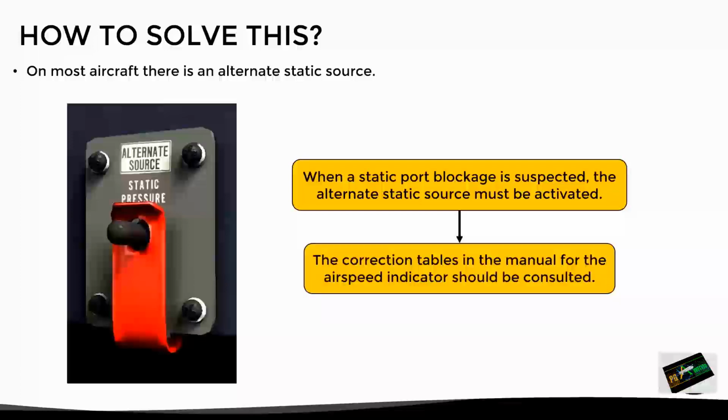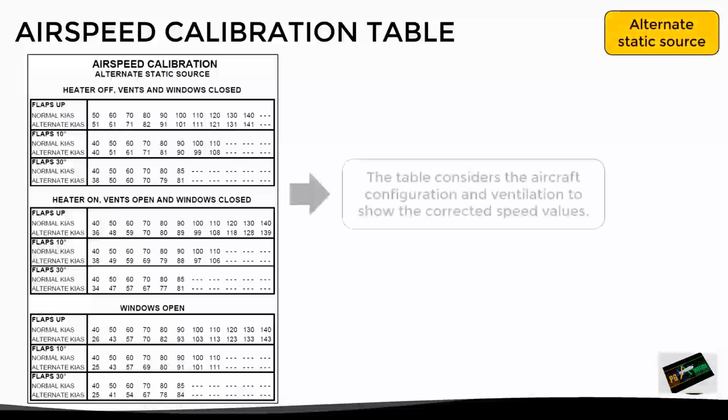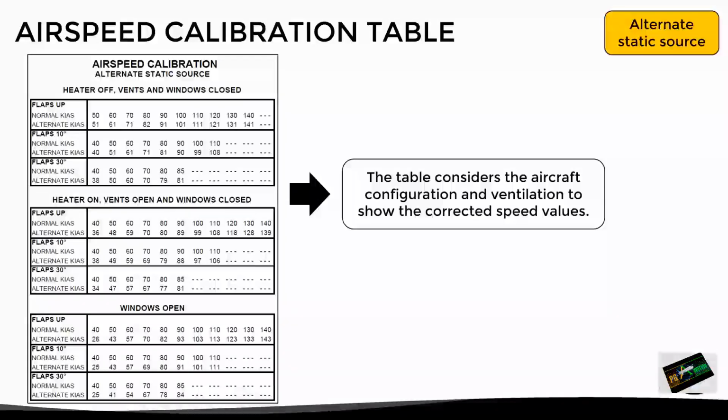So it is necessary to consult the correction tables for the airspeed indicator published in the aircraft manual regarding the use of the alternate static source. This correction table considers the aircraft configuration and ventilation in order to show the corrected speed values. And it is important to make sure that the table being used is for the alternate static source instead of the normal one.